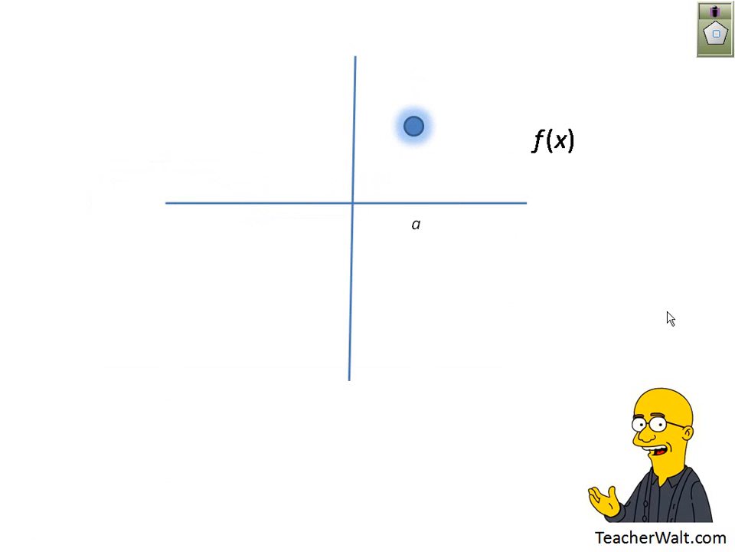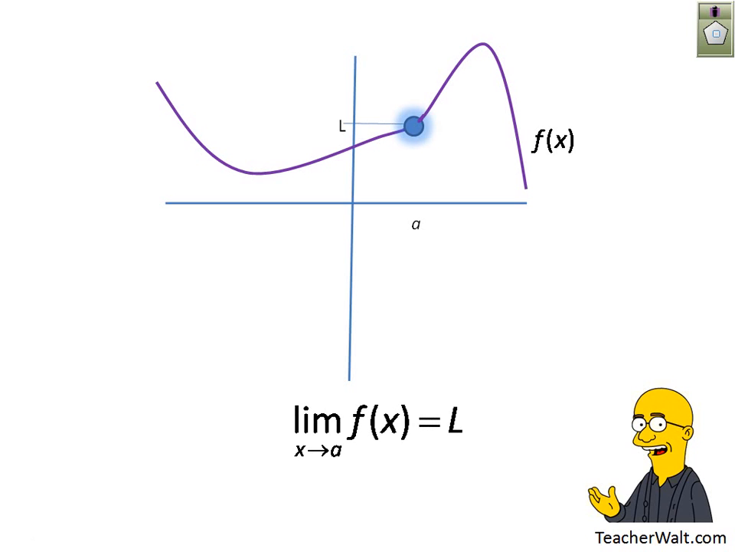Now let's look at another example. Once again we have a destination here and we're coming from the left and right. Now you notice I've got a closed circle here, so that indicates that the function exists there. That height I'm just going to call L. What we would say is this: since as we approach from the left we end up at L, and as we approach from the right we end up at L, we say that the limit as x goes to a of f of x equals L.